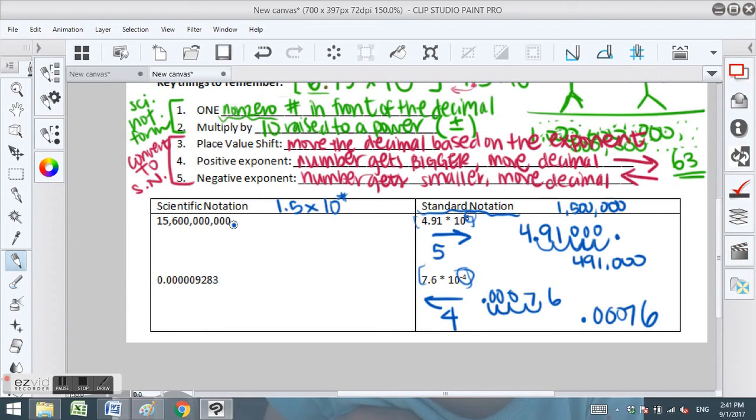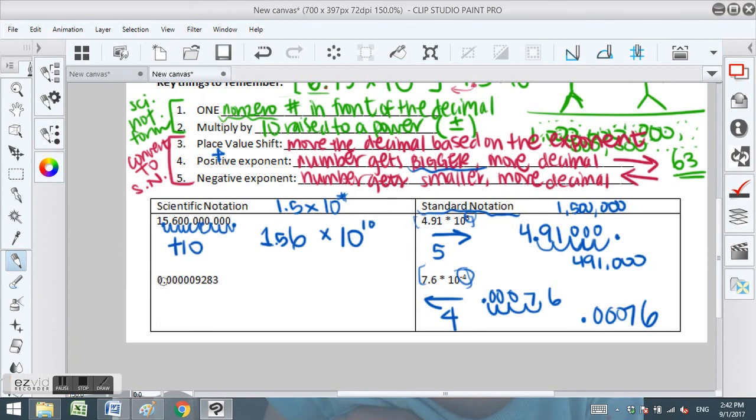Let's move it 1, 2, 3, 4, 5, 6, 7, 8, 9, 10 places until the 1 is in front of the decimal. So we have 1.56, and you only have to take the non-zero numbers because we can just assume that there are zeros behind this. 1.56 times, we moved it 10 times. And notice how 15,600,000,000 is bigger than 1.56. So if the number is bigger, we know our exponent is positive. So it's positive 10. So 1.56 times 10 raised to the 10th power.